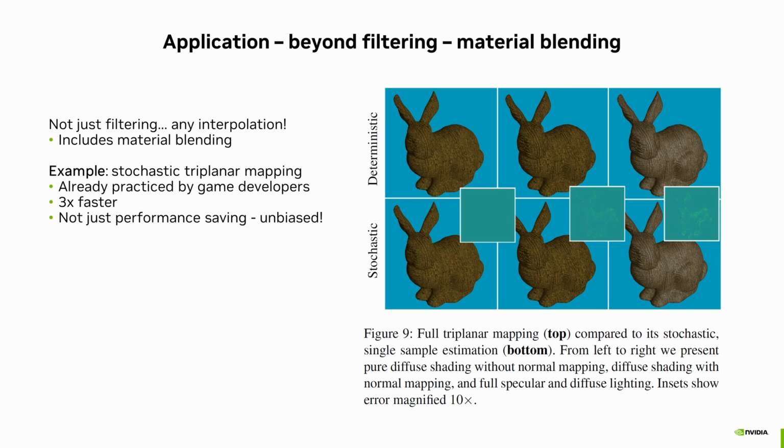Here, again, we cannot just blend different material properties and expect the correct results. One example that we demonstrate in the paper is stochastic triplanar mapping and 3 times reduced sampling cost. I believe some game developers already practice it, but we show that it's not just a performance-saving hack, but a more correct and unbiased approach.